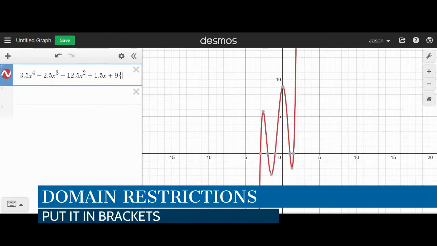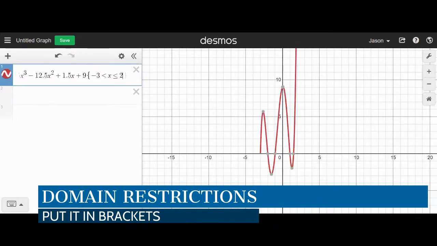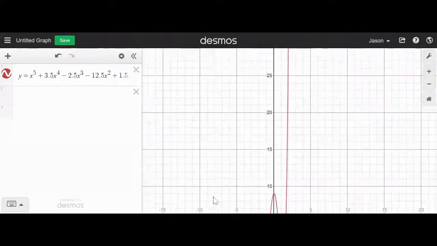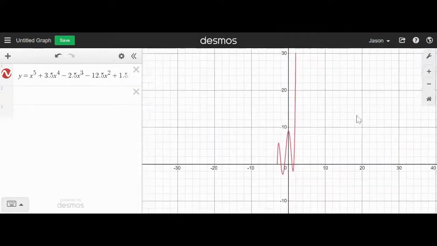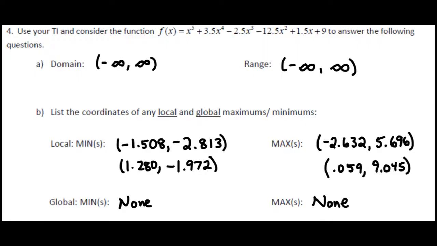And in order for domain restrictions, you just have to put curly brackets. So for example, in this case, -3 not inclusive to 2 inclusive. And it goes a little bit off the screen. It's pretty easy to resize things. You just click the plus or minus on the side, and you click endpoints, and it even tells you when things are undefined. So it gives you holes in the graph. These are all things that we may remember from Algebra 2.